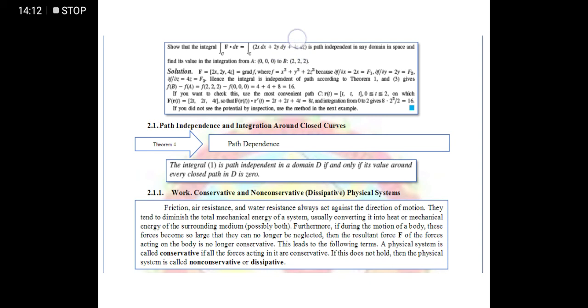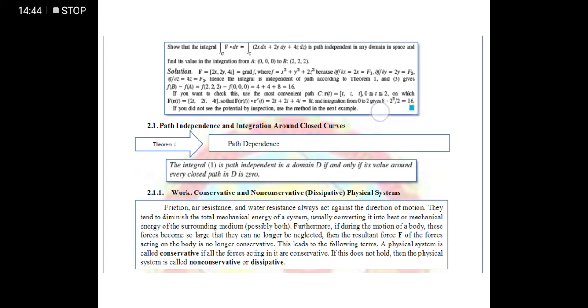Now, if you perform this integration using the normal way, or our way in the previous discussion, like here, it says if you want to check this, use the most convenient path, which is equals to t. So the path r of t is equals to t, from 0 to 2. You will also get 16.